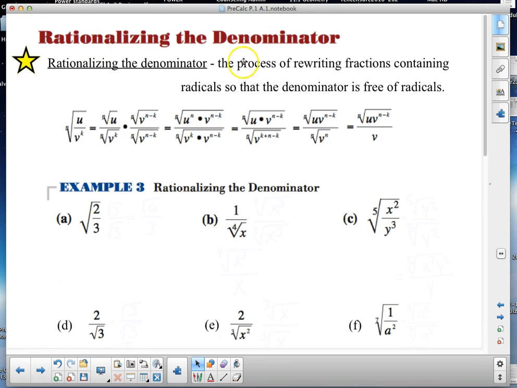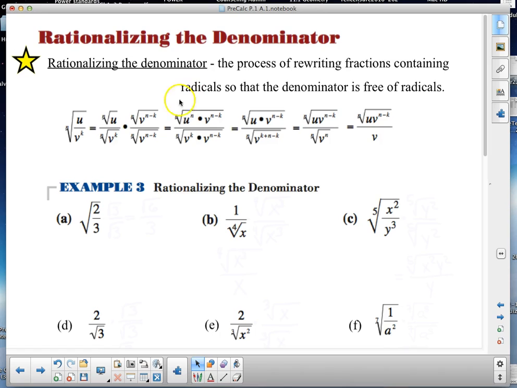Now, rationalizing the denominator means we cannot have a square root in the denominator. There will be instances where we will not have to do this, but for right now we will. Rationalizing the denominator is the process of rewriting fractions containing radicals so the denominator is free of radicals.